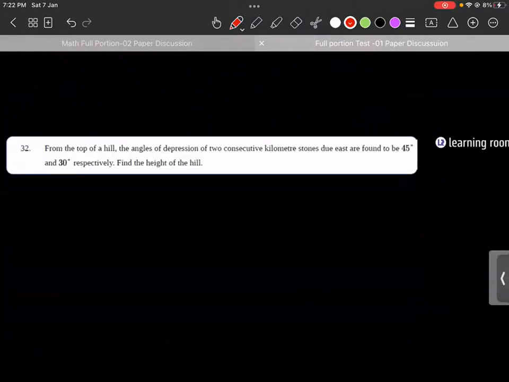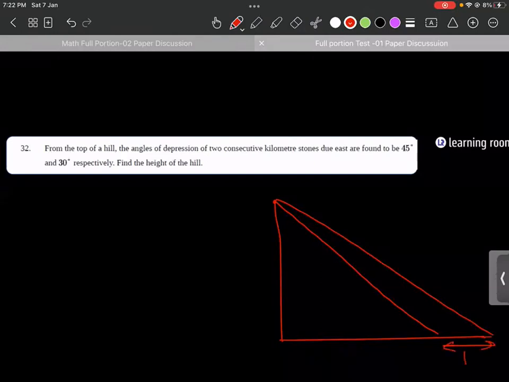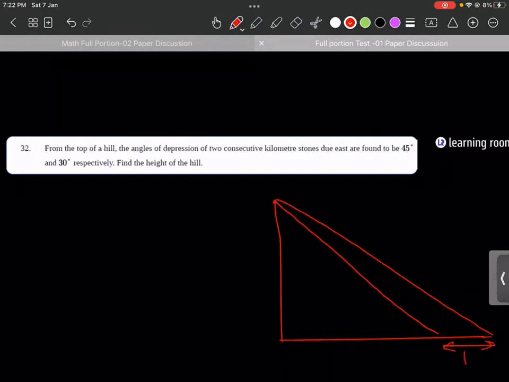From the top of a hill, the angles of depression of 2 consecutive kilometer stones due east are found to be 45 degrees and 30 degrees respectively. Find the height of the hill. Here there is a stone and here there is a stone, and the distance between them is going to be 1 kilometer. So this is 45.